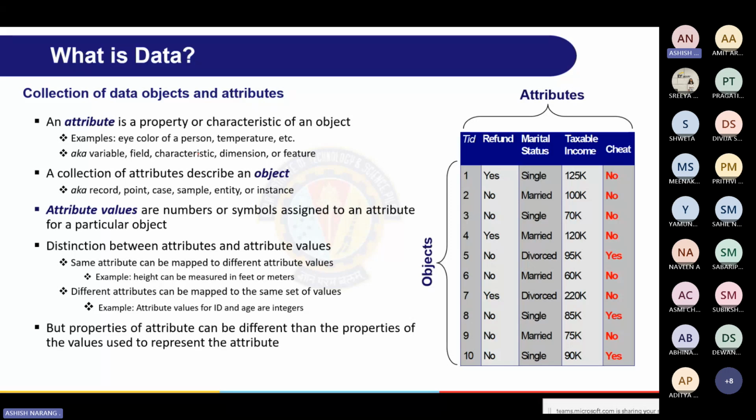So basically what an attribute describes is a characteristic of an object. Eye color of a person, temperature, right? All these are the attributes. Collection of attributes describes an object. So if you look at this particular table, so refund is one attribute, marital status is another, taxable income is another attribute, and this is another attribute, right? So all four are attributes.